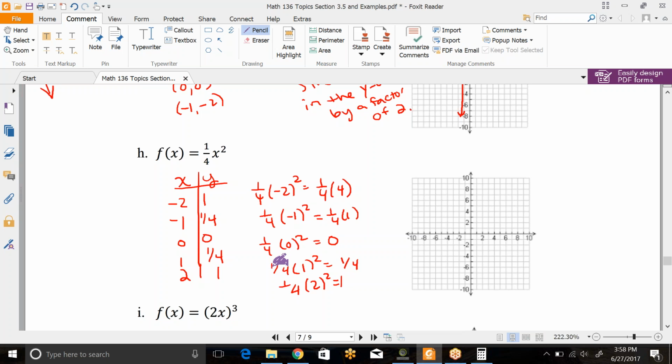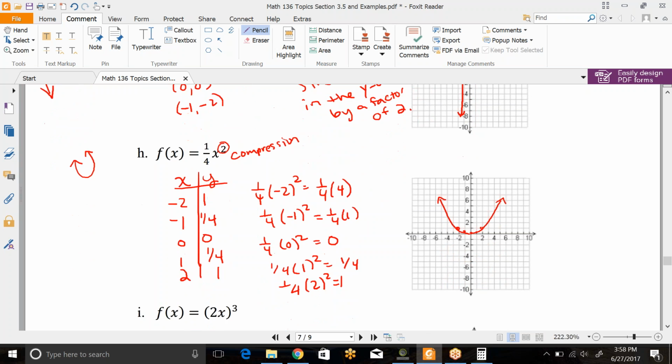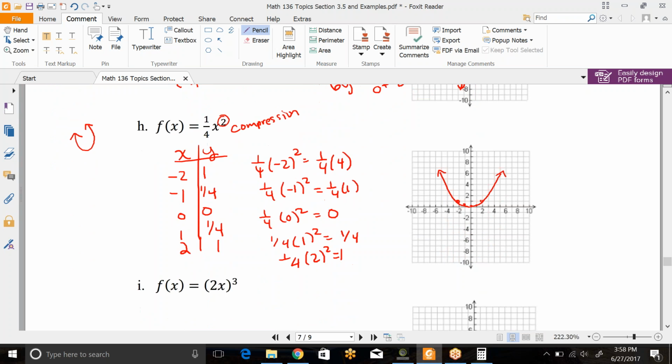Then we plot our points, so (-2, 1), (-1, 1/4), (0, 0), (1, 1/4), and (2, 1). So it does have the parabola shape because it's an x squared. Okay, so that's why it has the U shape. But notice this has been compressed. So this one was a compression by a factor of 1/4 in the y direction. So same thing. Anytime it happens outside of the function parent, it's a y direction change.